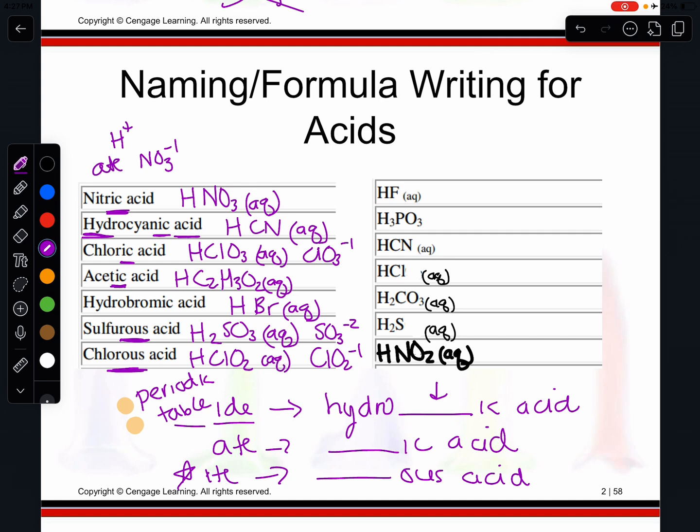All right. Now we're going to do the opposite here on the other side. We're going to write the name from the formula. So you're welcome to pause and try this on your own. So this is hydrofluoric acid. This is the phosphite form, so that becomes phosphorous acid. Remember that OUS ending.